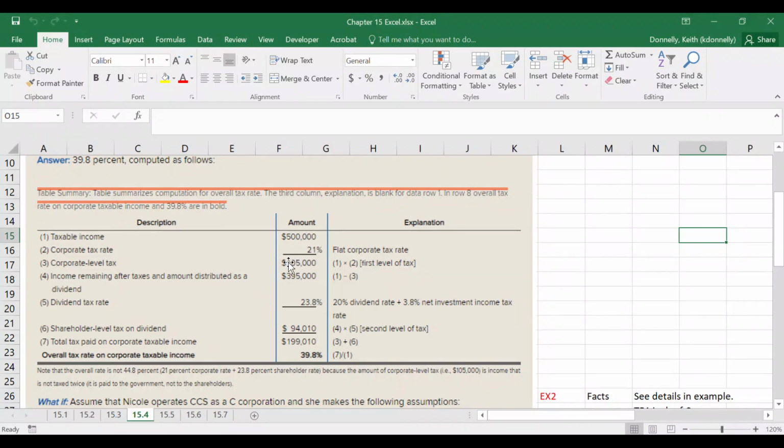105,000, that's tax 1, right? The first level of tax. Well, guess what? We made 500 and we got to pay 105 on it. That means we have 395 left in the business.